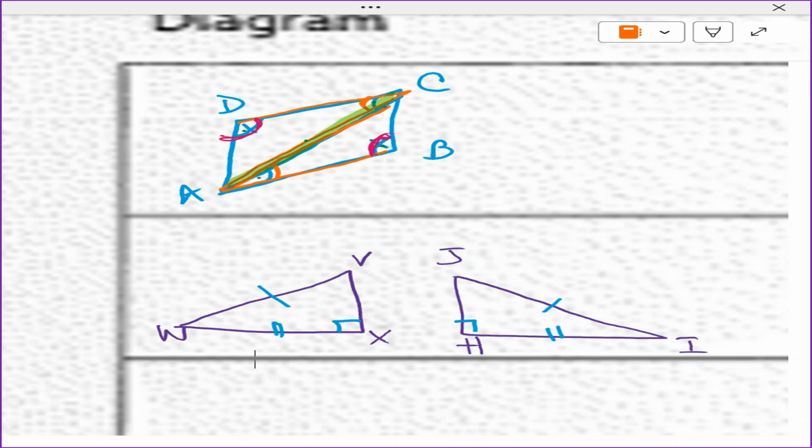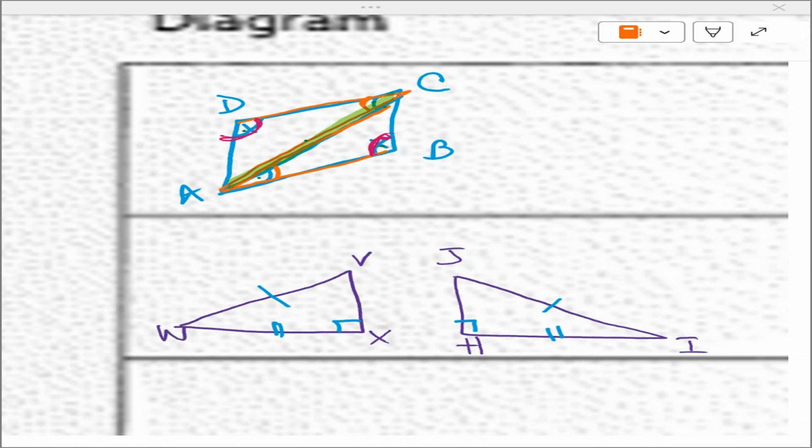Can't use hypotenuse leg unless we say that we have what kind of triangles? So let's say that we have right triangles. Okay. Can we do that? Let's classify our triangles. So how about VWX and JIH? VWX and JIH are right triangles. Reason: given. Okay. Whoa. Who said CPCTC?